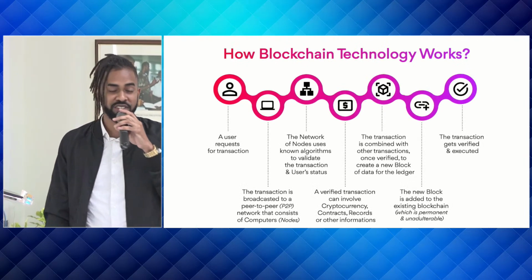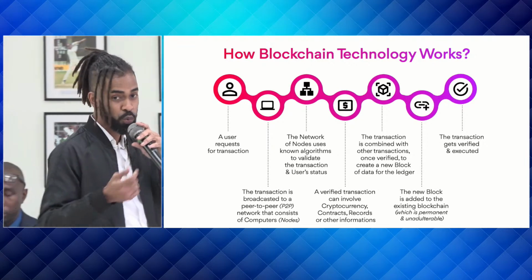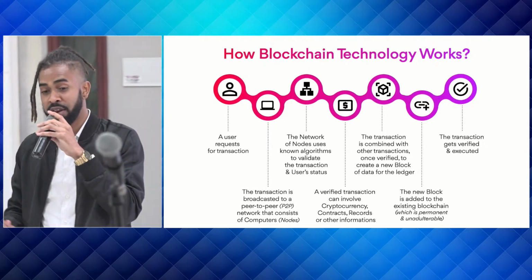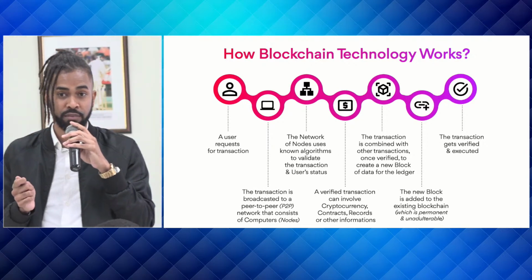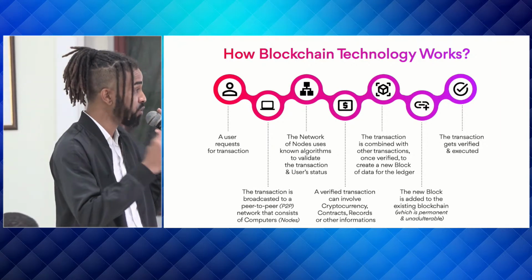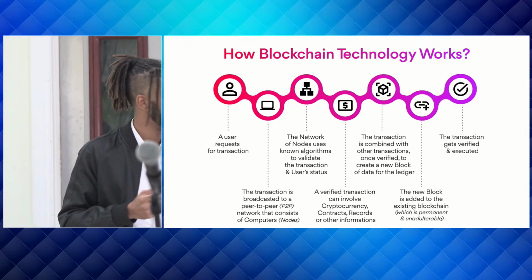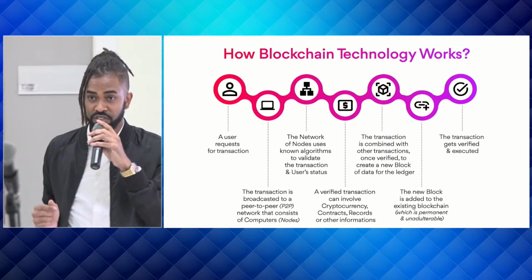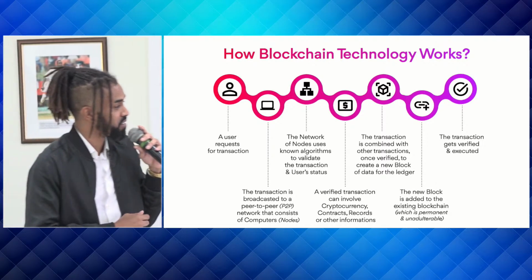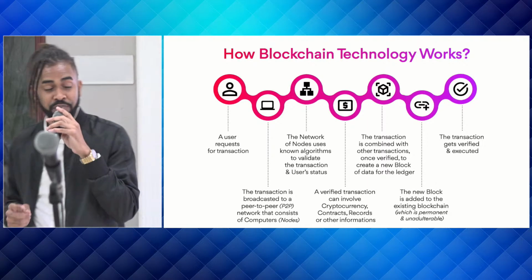So ultimately, what is actually happening under the hood with blockchain technology? First of all, a user will request a transaction, and then the transaction is broadcasted in the network. The network itself is peer-to-peer, decentralized peer-to-peer, and the network of nodes ultimately will use an algorithm that will assist to validate the transaction and each user's status in the transaction. Once that is done, a verified transaction can then involve cryptocurrency contracts, records, and other information.